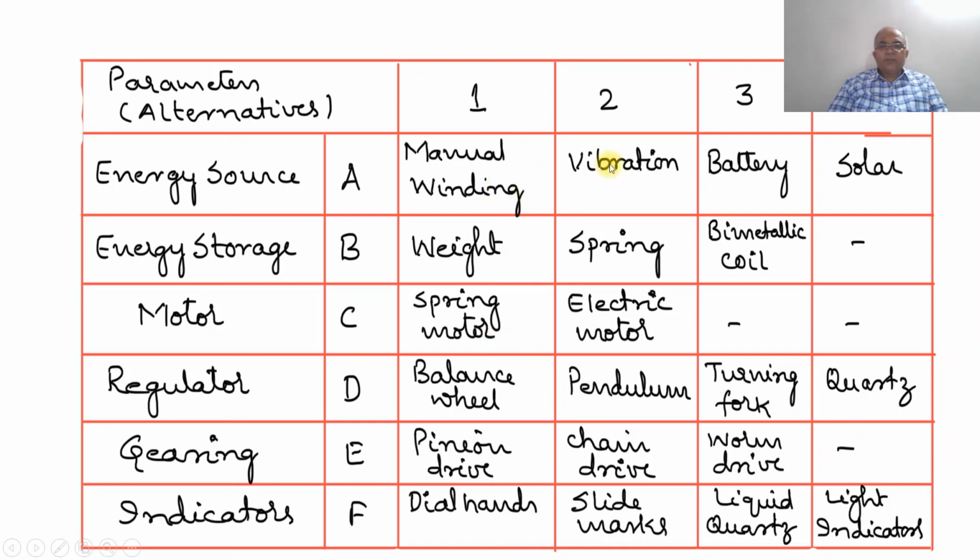So this is how we can, suppose if you are considering other parameters, vibration, to that what we are going to get is spring, the type of motor we are going to use is electric, regulator which is going to be a pendulum, gearing, chain drive, indicators, slide marks. So these are all the activities which are going to be considered.